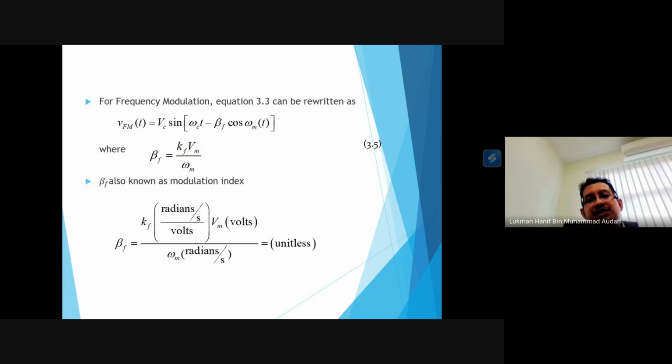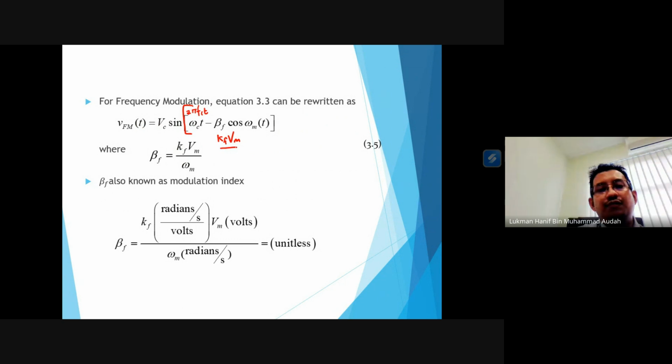And for frequency modulation, from the general equation of FM, Vc sine omega Ct, this is 2 pi Fct plus minus, if you remember, over here is actually Kf Vm over 2 pi Fm or omega m cos omega mt. So this is 2 pi Fmt. Omega m can be represented as 2 pi f. So don't be confused.